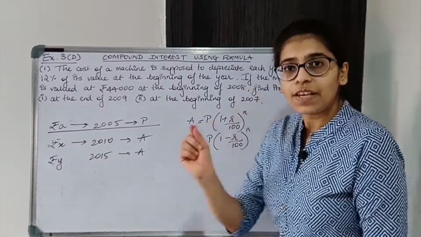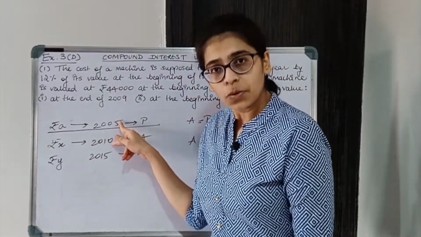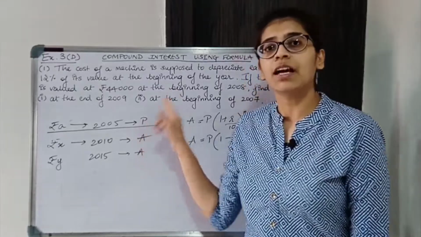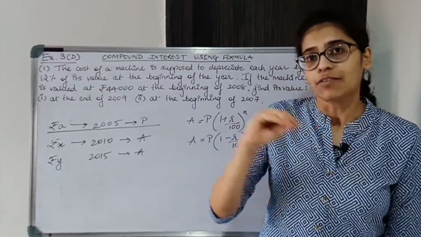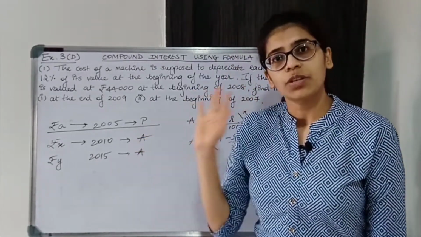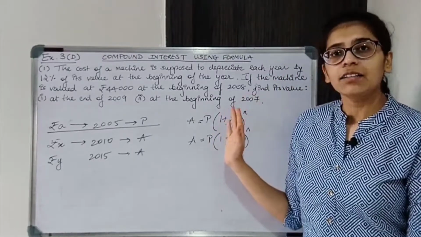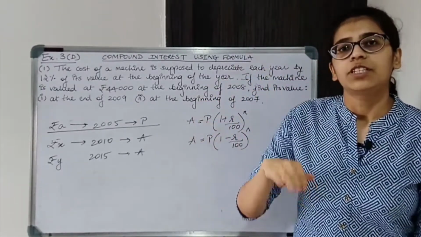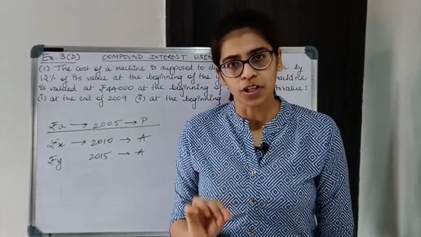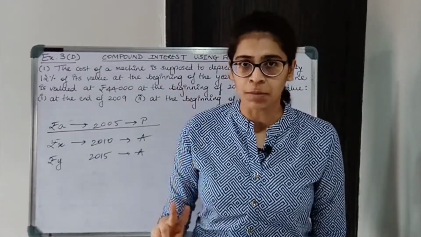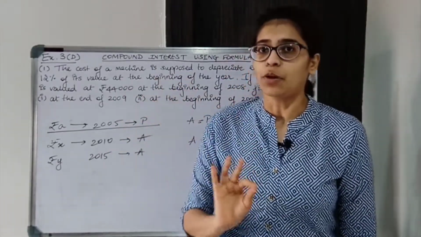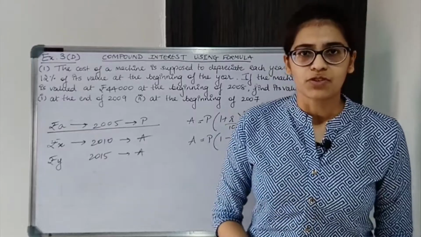So always when you are considering 2 years, the year that comes before, in that year the costing is the principal, and the year which comes afterwards, in that year the costing is the amount. Just keep this in mind. All right, so these are the two important things that you need to remember. These two formulae, and before means principal and after means amount. So now let us proceed with the question.